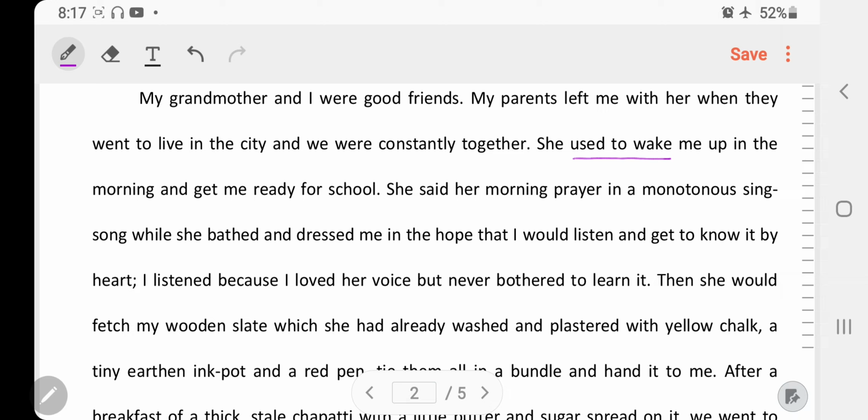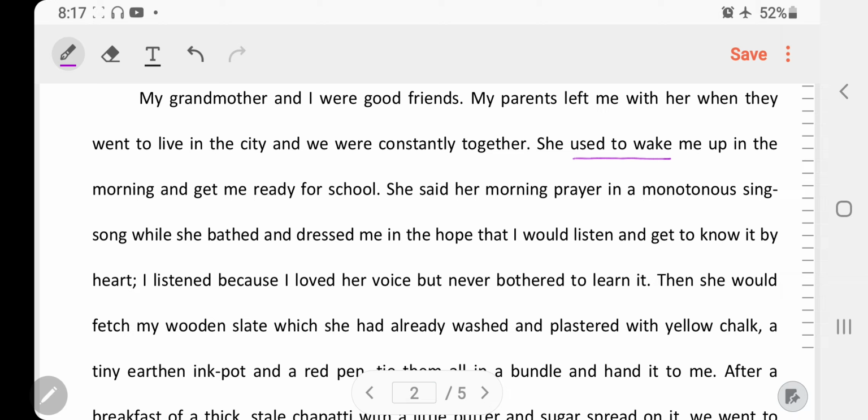And what was the intention of the grandma? The intention was that the writer should learn it by heart so that he himself can recite it. I listened because I loved her voice, but never bothered to learn it. This is the intention of the writer. Intention of the grandma was that this child should learn this prayer by heart and he should be able to recite it. Yes. On the other part, what was the intention of the writer?